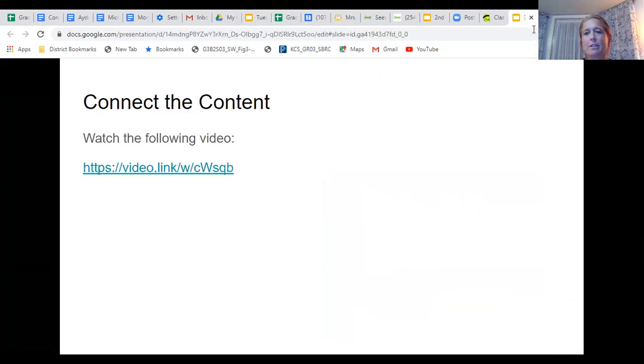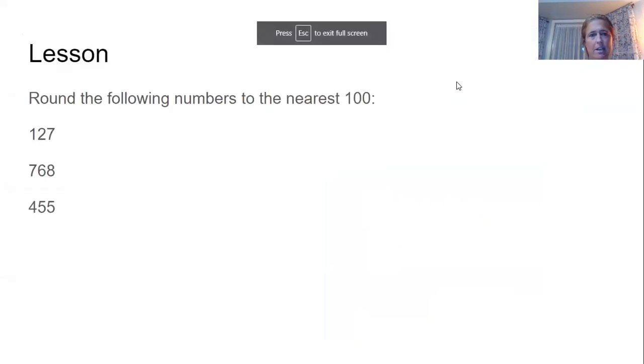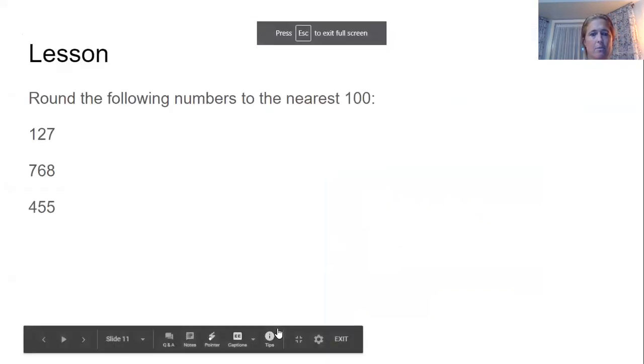Okay, so that gives you a little bit of an idea of what we'll be doing today. So much like rounding to the nearest 10, rounding to the nearest 100 takes the same steps, just on a larger scale. So let's go ahead, and before we start rounding, let me grab my pen.